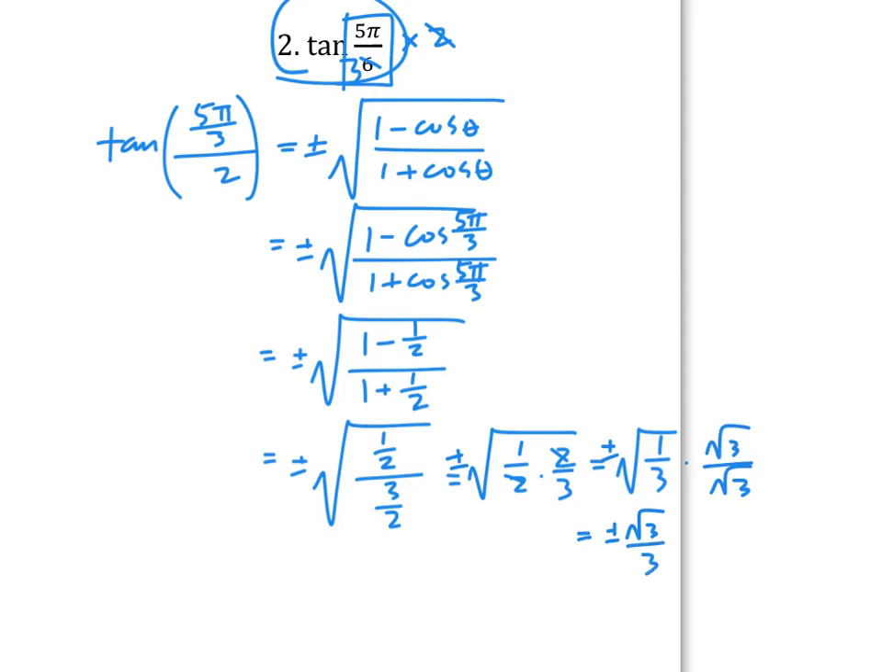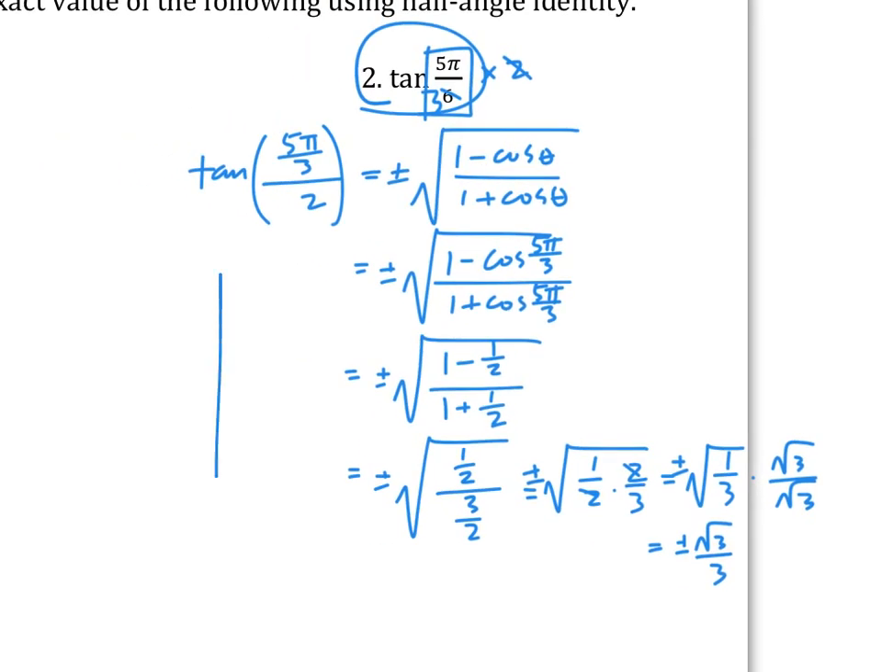All right, last thing to do is you got to pick plus or minus. So first we look at 5 pi over 6. That's the ultimate angle we're trying to solve. 5 pi over 6 is here. So then you ask yourself, all students take calculus. Is tangent supposed to be positive or negative in that quadrant? It is negative. So this should be negative square root 3 over 3.